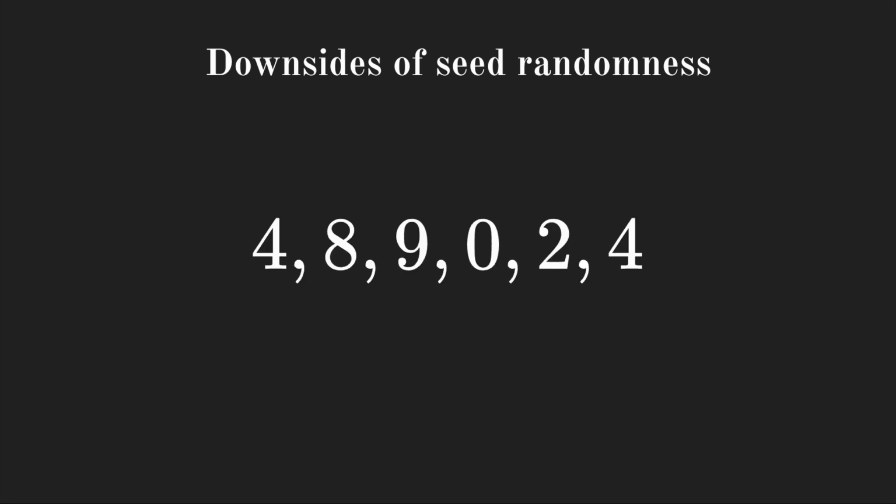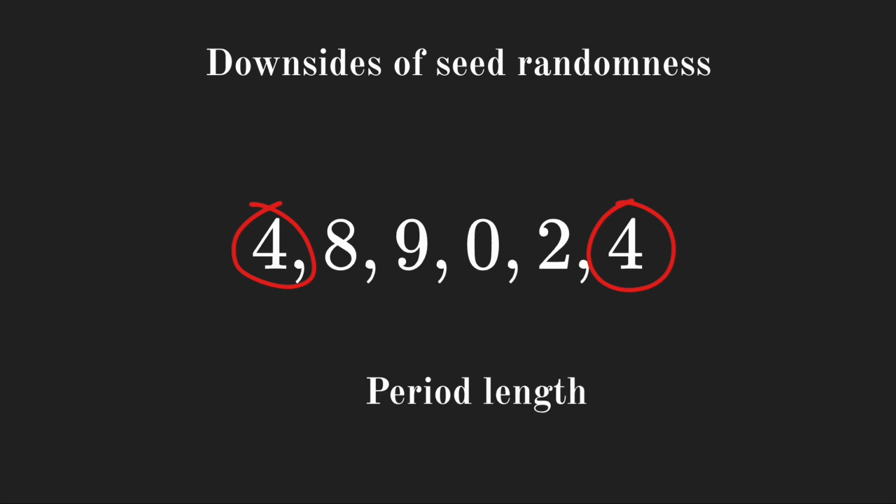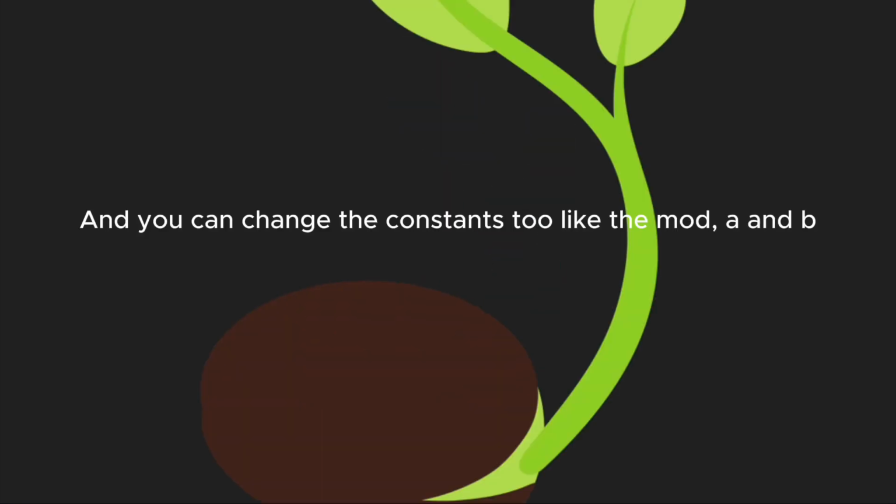Before we get on to the next method, there are some downsides of seed randomness. Say seed randomness picks the sequence 4, 8, 9, 0, 4. These two 4s actually contradict, because if you get the same seed as the starting seed, it'll eventually cause a loop. And this is called the period length, and you can increase the period length by using bigger and bigger seeds.